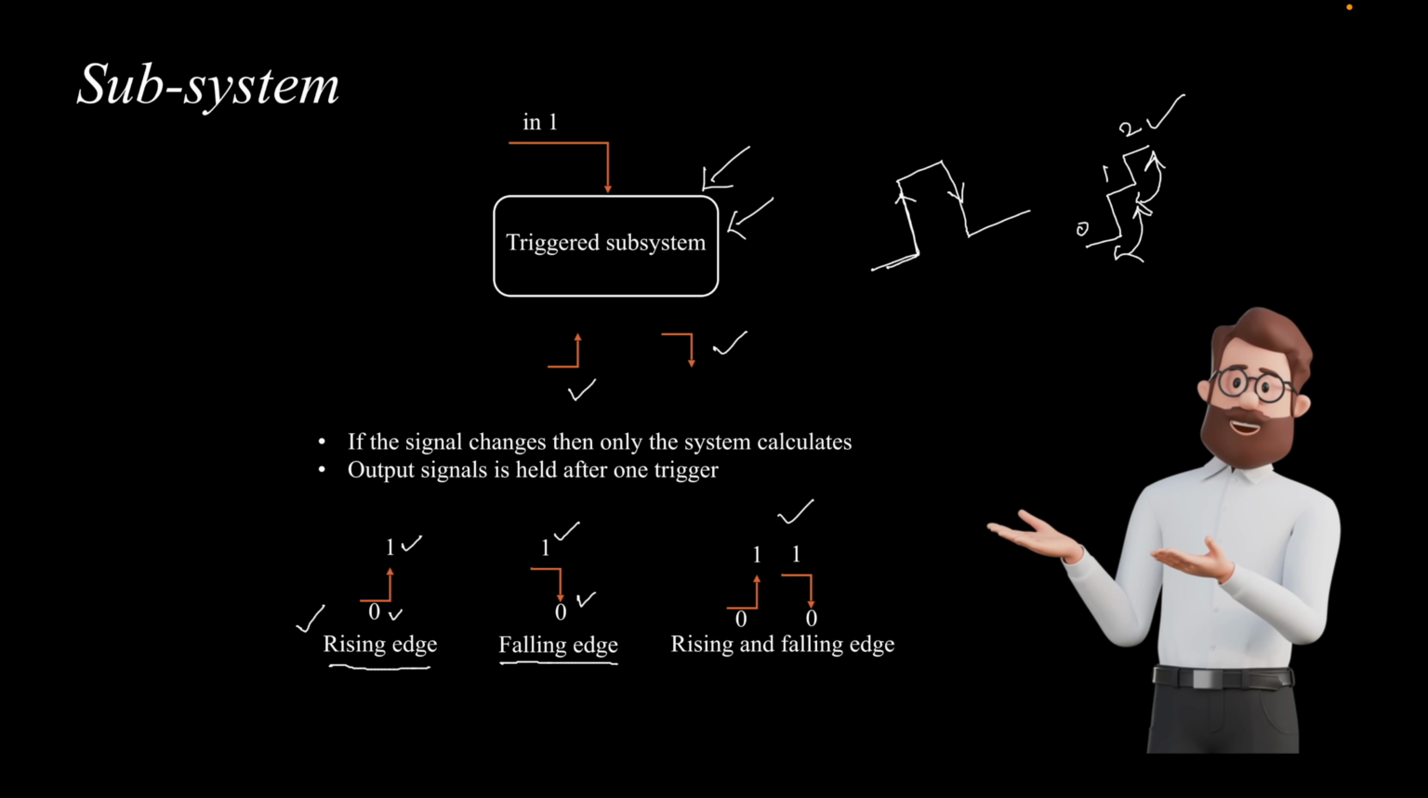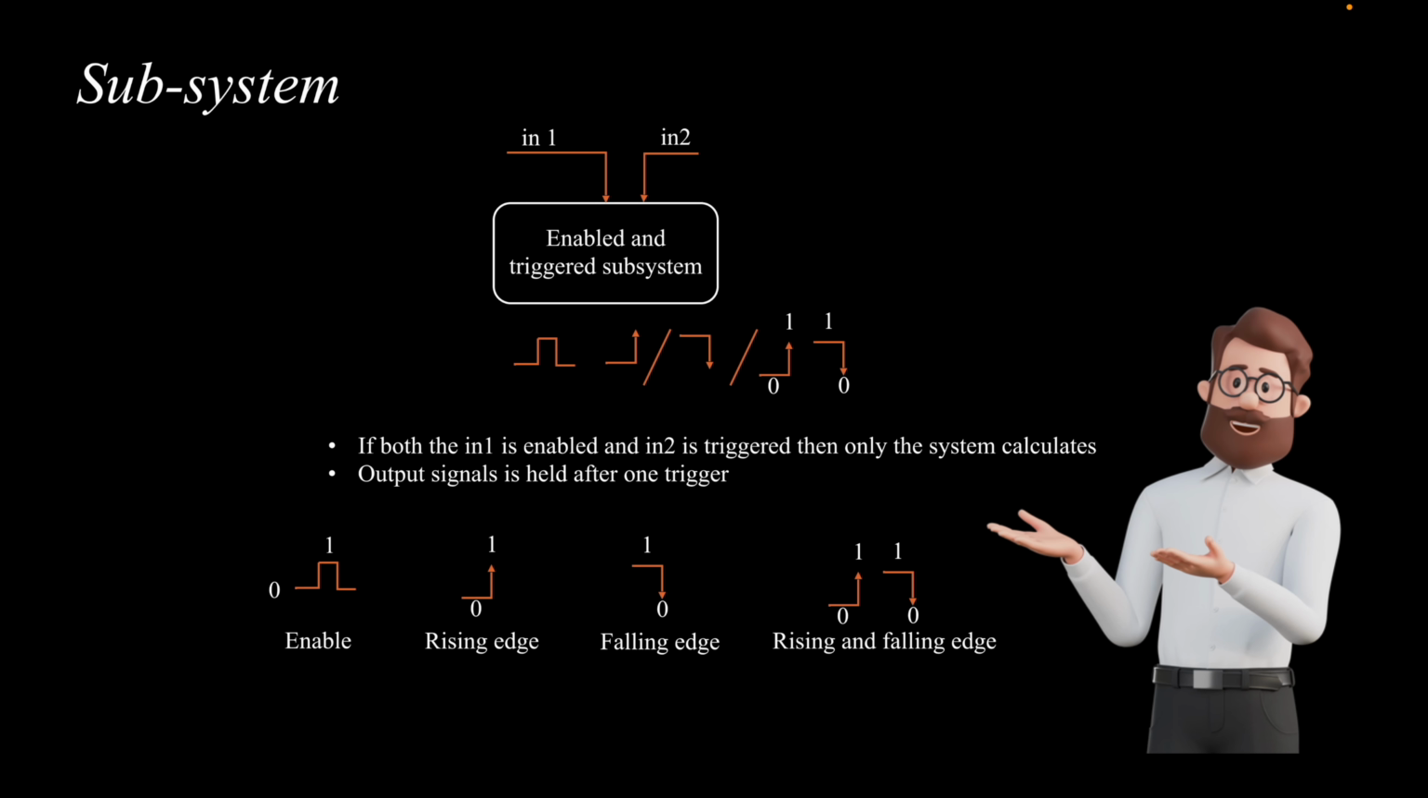Okay. So this is how a triggered subsystem works, and it has totally three options. Either you will have a rising edge, or a falling edge, or rising and falling edge both. Okay. So the last pattern that you have is the enabled and triggered subsystem. Here both parts are there. One will be enabled and another will be triggered.